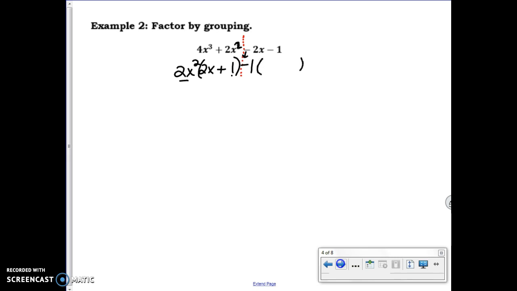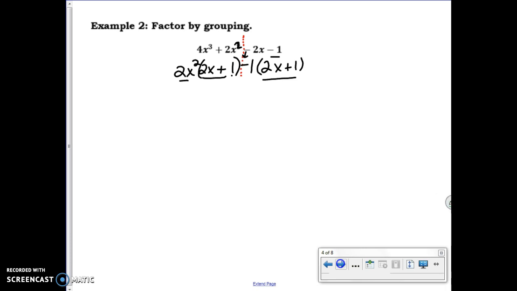There's a couple tricks to do this. We know that this parenthesis has to match this one, and if I've already figured out the first one, then I know that has to match. So that has to be the second parentheses. We can double check quickly. Negative 1 times 2x will get me negative 2x. And negative 1 times positive 1 will give me my negative 1. So we've done it correctly.